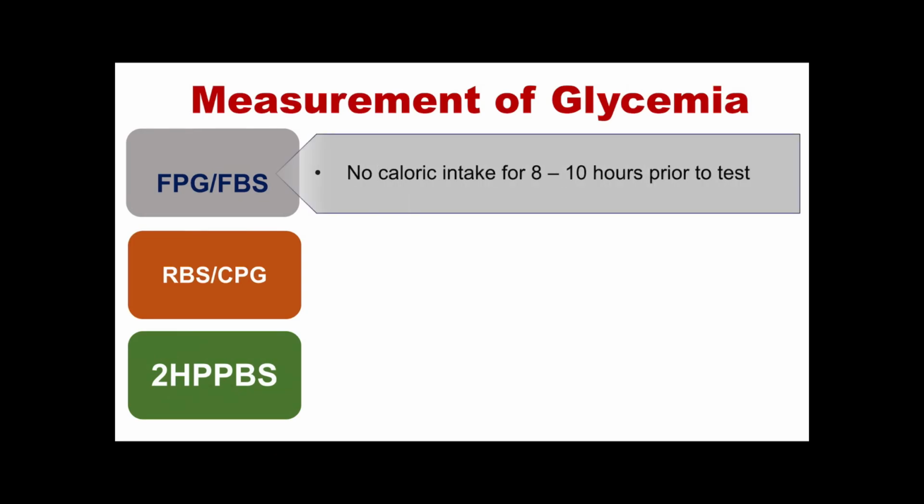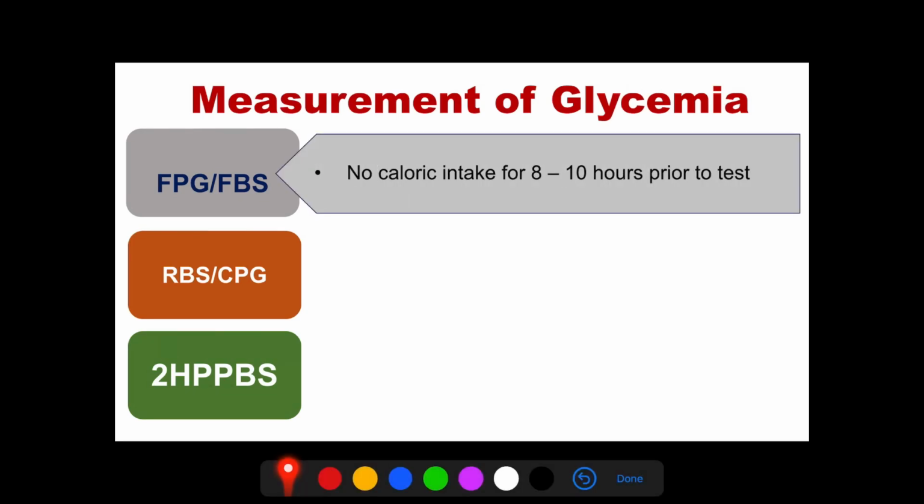First, for the FBS, as I have mentioned earlier, there should be no caloric intake for 8 to 10 hours prior to the test. So again, the patient should not eat or drink any juices, coffee, or milk, except water, for at least 8 hours before the test. And again, this test is usually done first thing in the morning before breakfast because of the diurnal variation of the fasting plasma glucose.